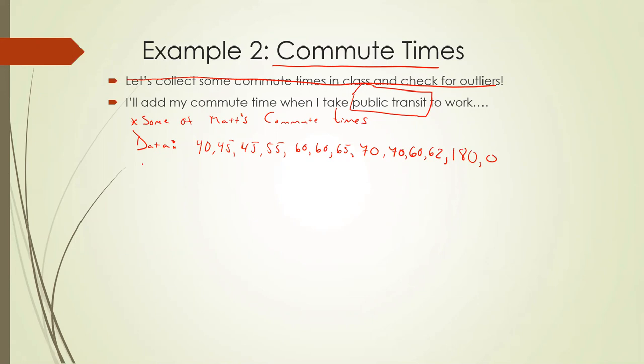So looking at the data set here, are there any values that look like they might be outliers? Yeah, 180, are there any other ones? Yeah, maybe the 0, okay? So let's go do the same thing here, okay? Let's find the quartiles for the data set here.